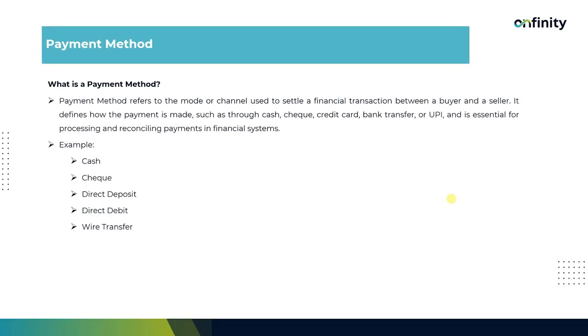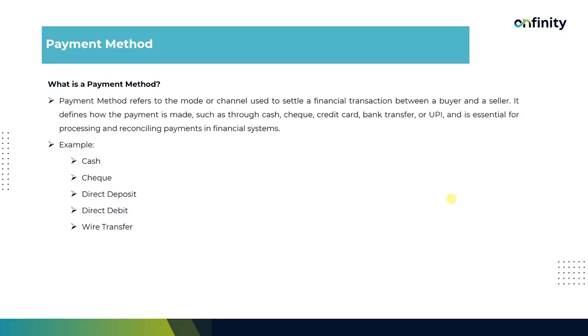Now, let's understand what a payment method is. A payment method refers to the mode or channel used to settle a financial transaction between a buyer and a seller. It defines how the payment is made, such as through cash, check, credit card, bank transfer, or UPI, and is essential for processing and reconciling payments in the financial system. For example, methods can include cash, check, direct deposit, direct debit, or wire transfer.